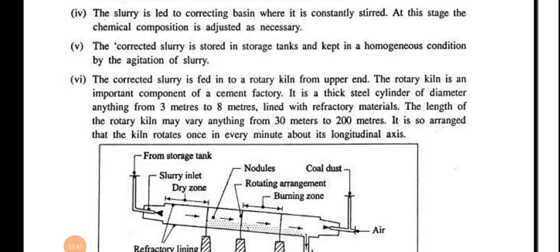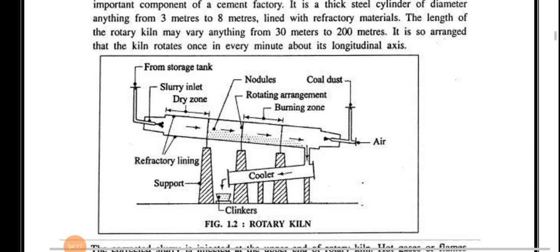The rotary kiln is an important component of a cement factory. It is a thick steel cylinder of diameter anything from 3 meters to 8 meters, lined with refractory material. The length of the rotary kiln may vary anything from 30 meters to 200 meters. It is so arranged that the kiln rotates once every minute about the longitudinal axis. You can see here the image of the rotary kiln.